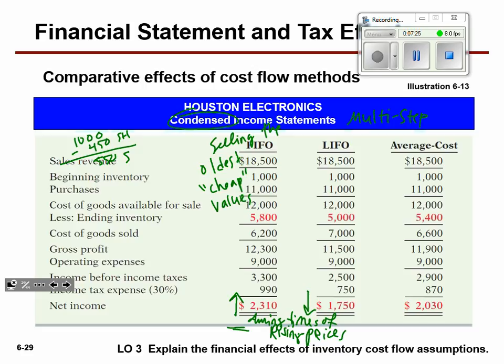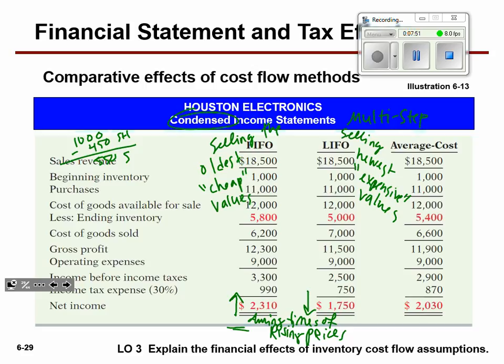With LIFO, we're recognizing that we're selling the newest, more expensive values. Hence the reason we don't have much of a net income, because COGS is so high. We're recognizing values that are so much higher. So let me go back to it.